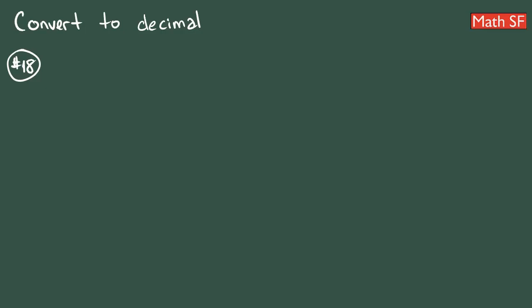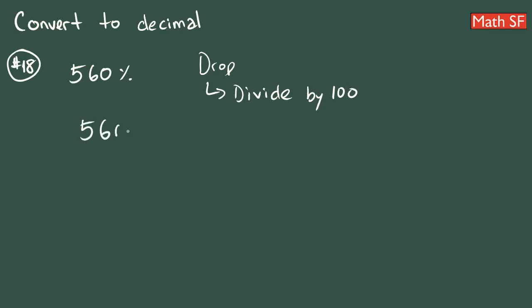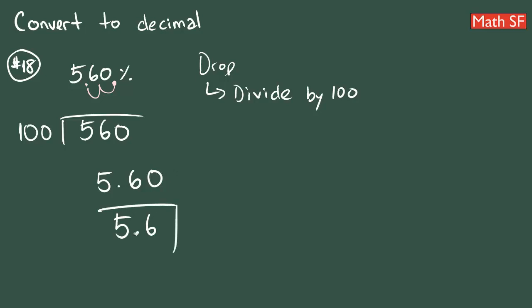For number 18, they're asking us for the same question. They say 560%, and we've got to convert it to a decimal. So we must drop. What does the drop stand for? Division, right? Drop, divide, D and D. Divide by 100. Once again, you can do this by hand, 560 divided by 100, or you use a shortcut. Move the decimal point, which is here because 560 is a whole number, 2 spaces, 1, 2, and our answer will be 5.6, or 5.60. But 5.60 is just 5.6, so that's your final answer.